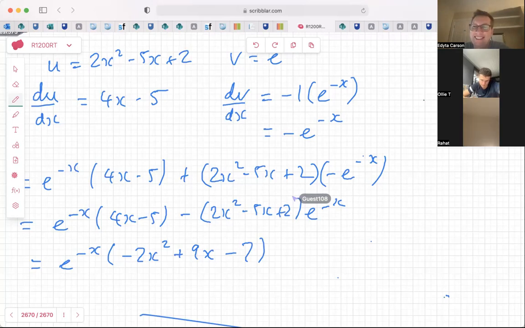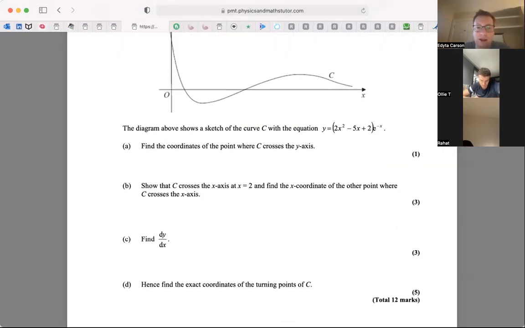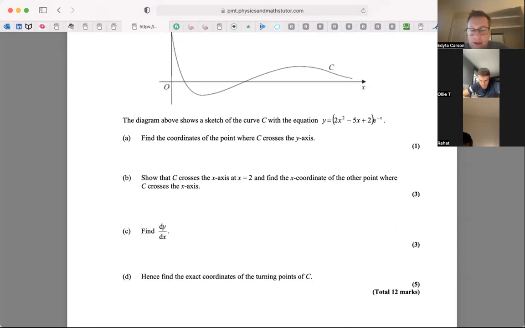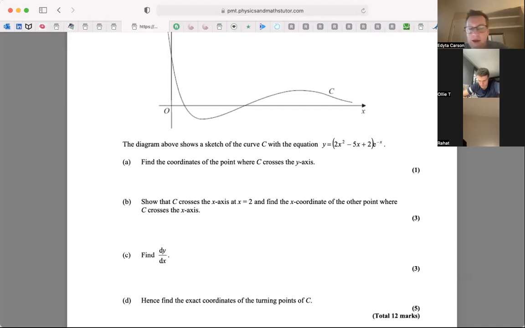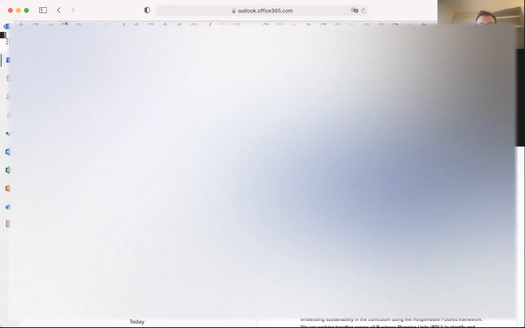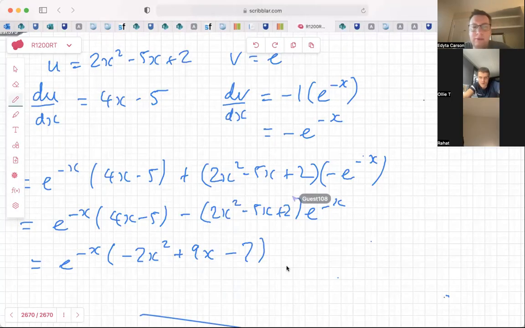Which leads us on to the next part of the question, which asks, hence find the exact coordinates of the turning points of C. So we want to find where the turning points or stationary points of this curve are. We differentiated it, so that might be useful. How would we find the coordinates of the turning points? You need to find where the gradient is 0.